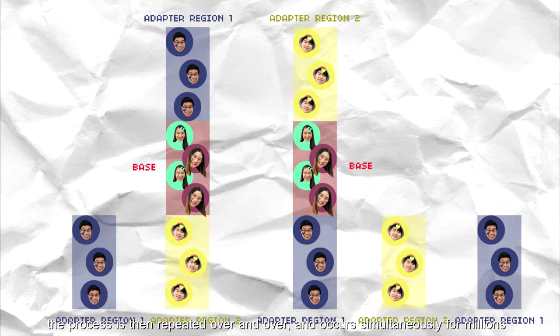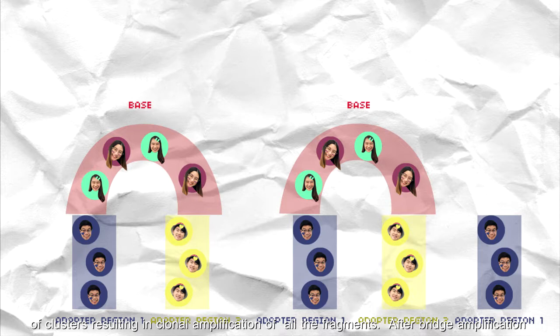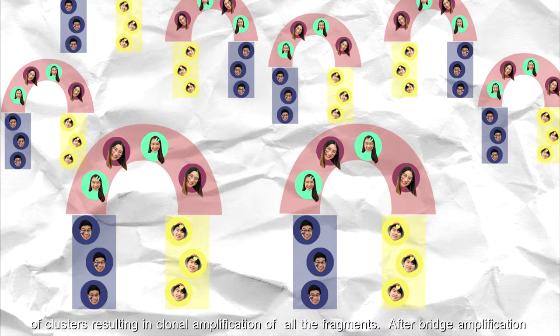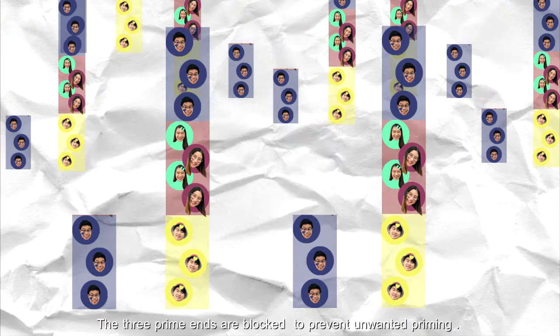The process is then repeated over and over and occurs simultaneously for millions of clusters resulting in clonal amplification of all the fragments. After bridge amplification, the reverse strands are cleaved and washed off, leaving only the forward strands. The three prime ends are blocked to prevent unwanted priming.